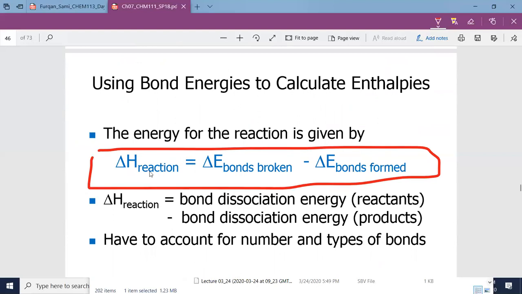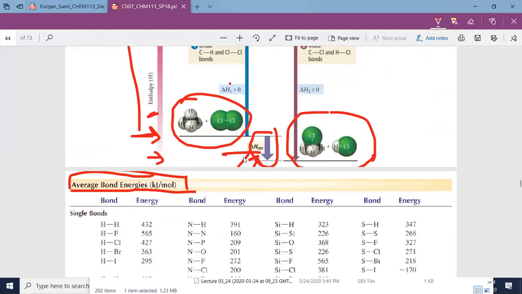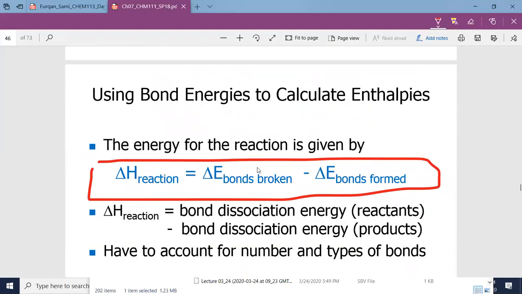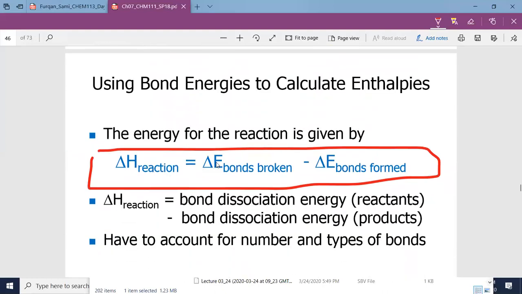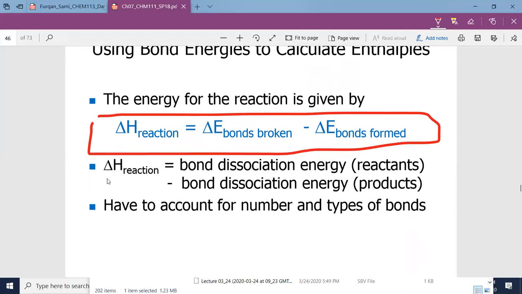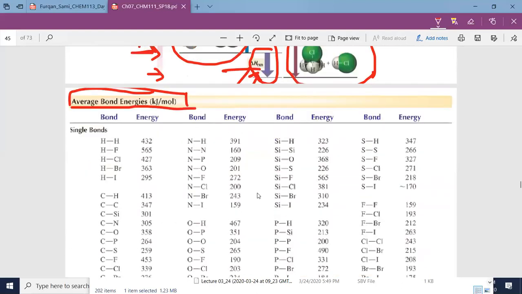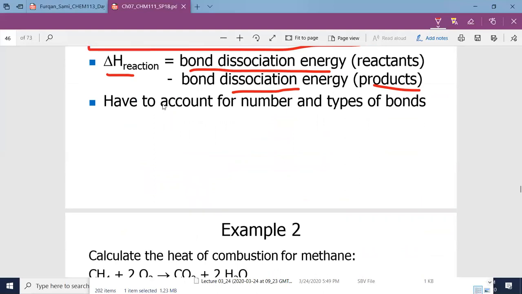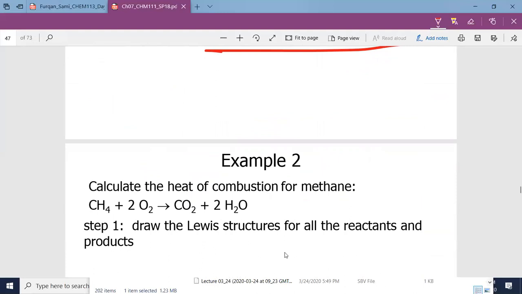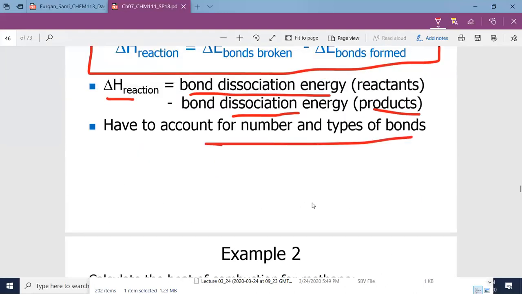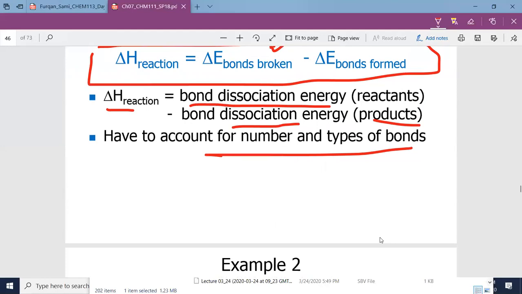Okay, delta H of reaction that we are talking about here, if the bond energies are given to us, we can do that. So delta H of reaction is equal to the change in energy of the bonds broken minus the change in energy of the bonds formed. So delta H of reaction is equal to the bond dissociation energy for the reactants minus the bond dissociation energy for the products. And dissociation energies are already provided to you. You have to count the numbers and the types of bonds. Okay, so how many bonds are broken, how many bonds are going to be formed. This is what you must pay attention to.